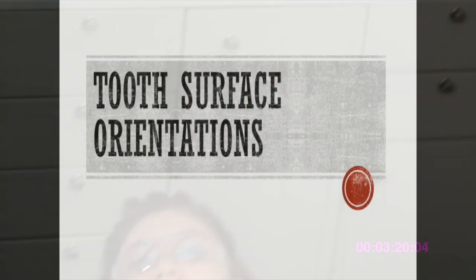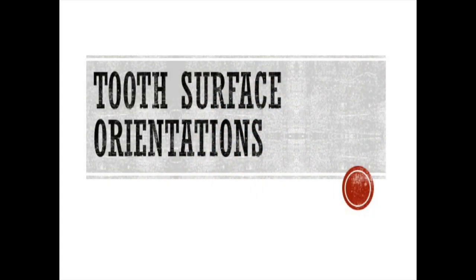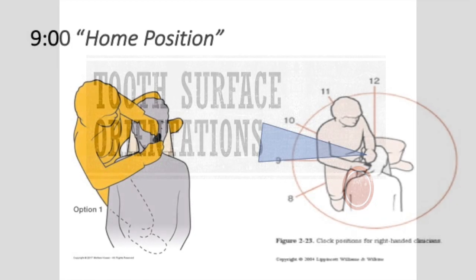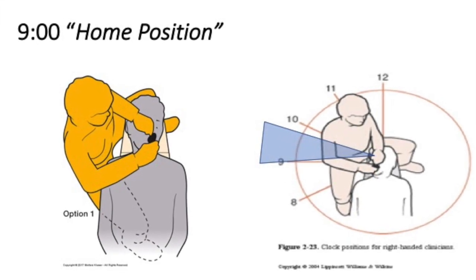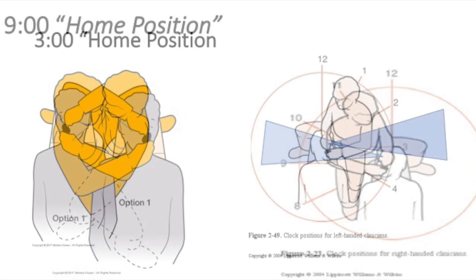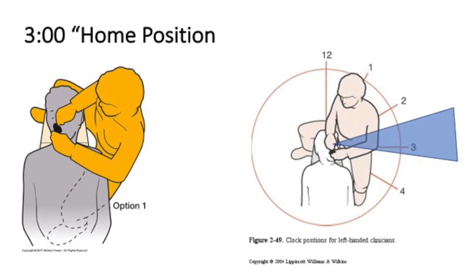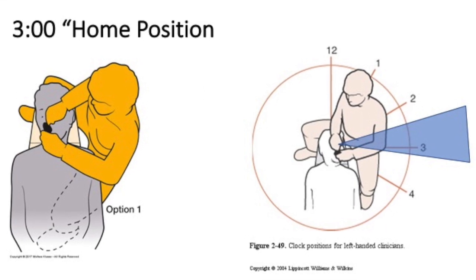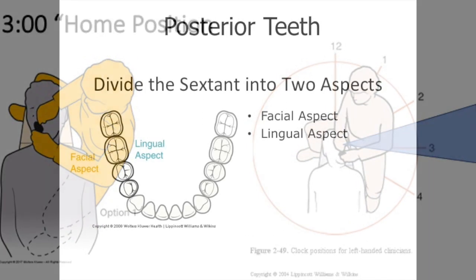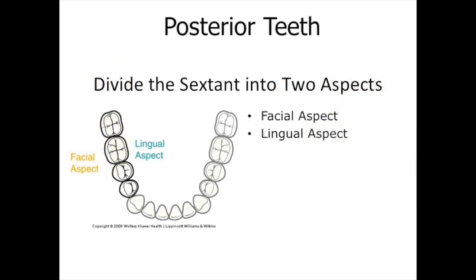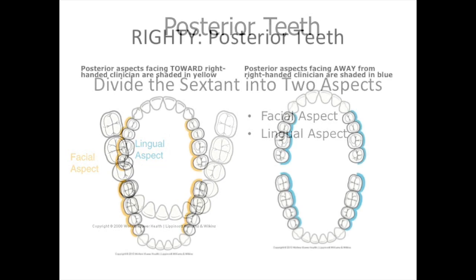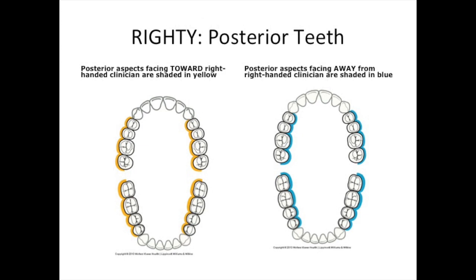Now we must determine our toward and away surfaces of the teeth. When sitting directly at 9 o'clock for right-handed clinicians or 3 o'clock for left-handed clinicians, you can easily determine what surfaces are considered your near or toward surfaces and what surfaces are considered your far or away surfaces. When sitting at this position, the home position, all surfaces that are close to you are your near or toward surfaces, and those that are further away from you are your far and away surfaces.